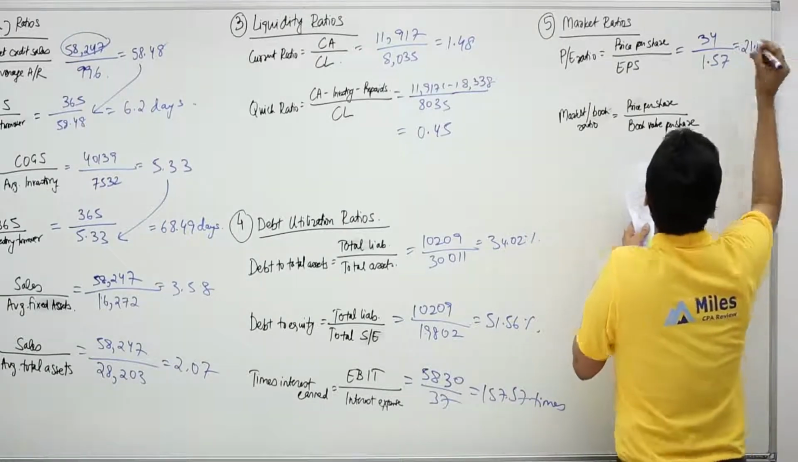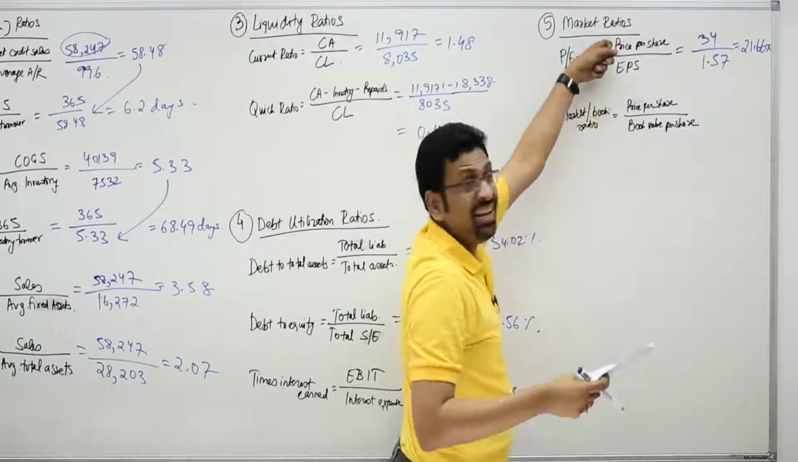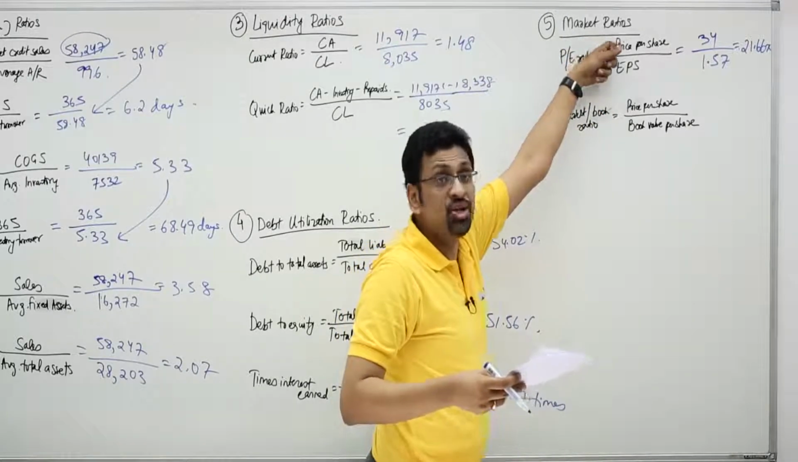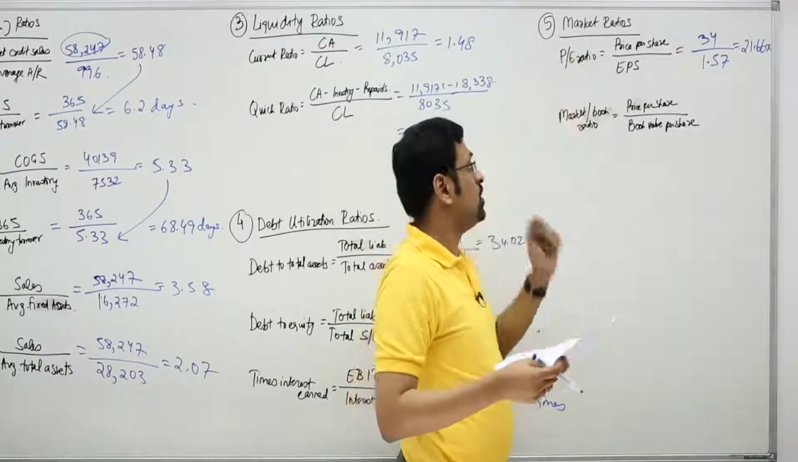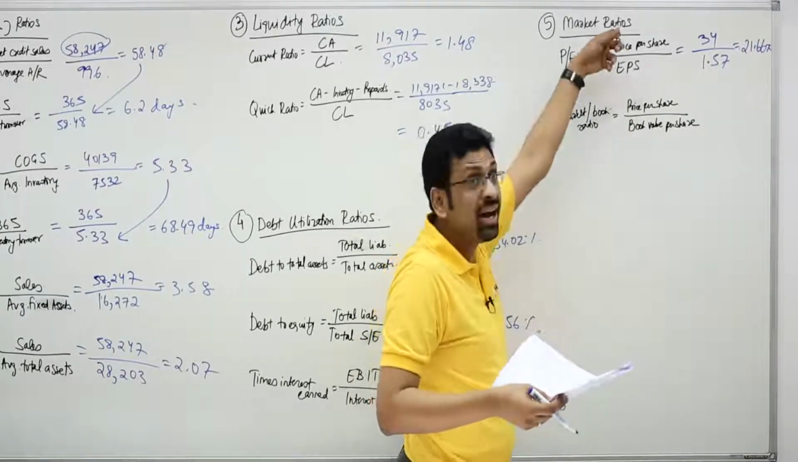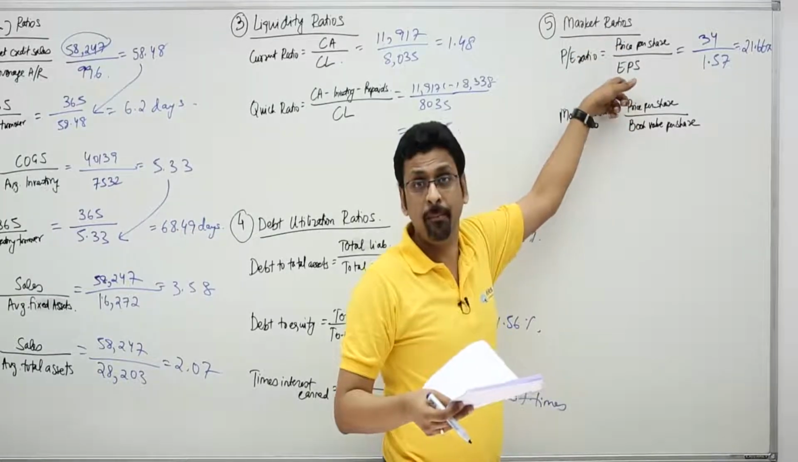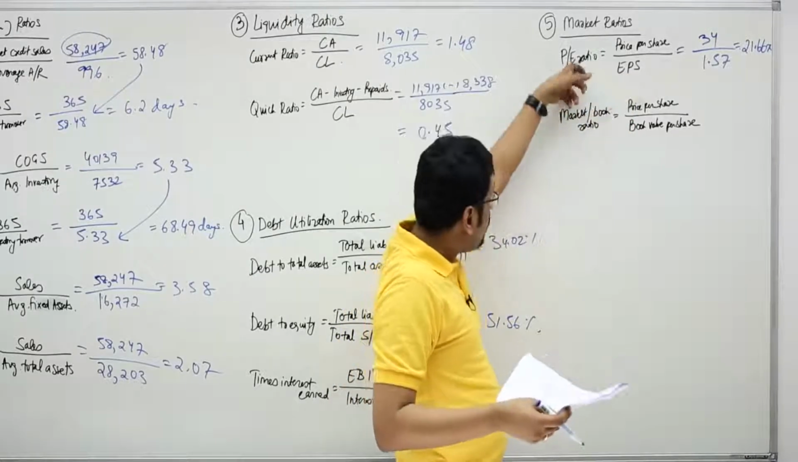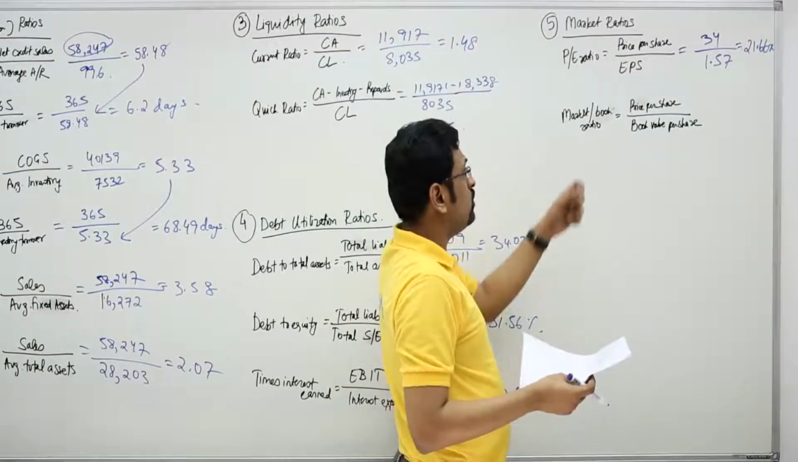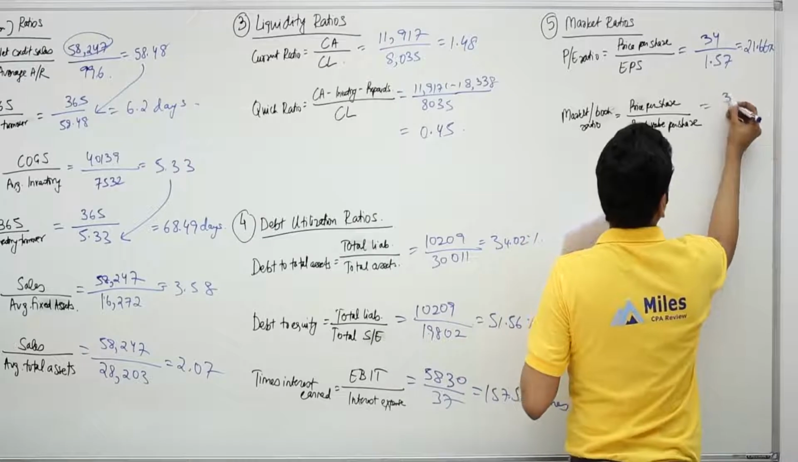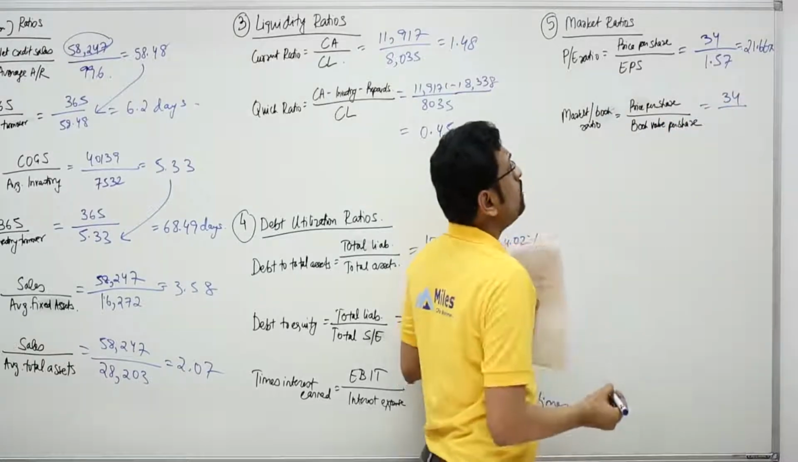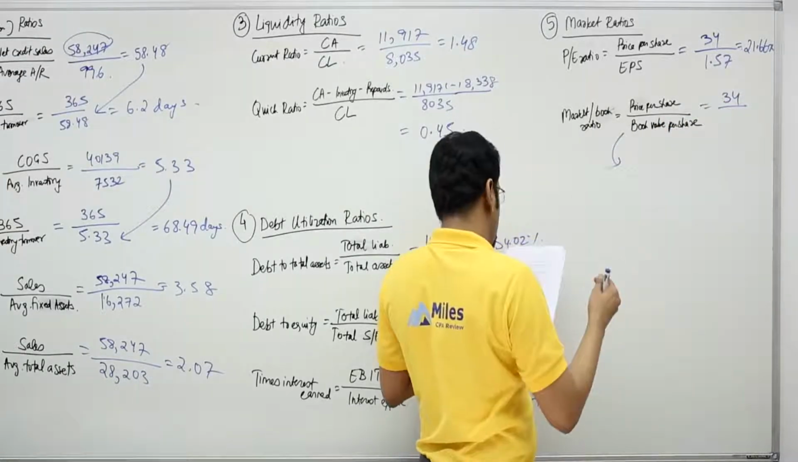21.66, and we can call it X. Price by earnings, so price per share divided by earnings per share. Or you could look at market capitalization divided by net income. Then you have market to book ratio where you have price per share divided by the book value per share. How do you calculate the book value per share? Let's do that.